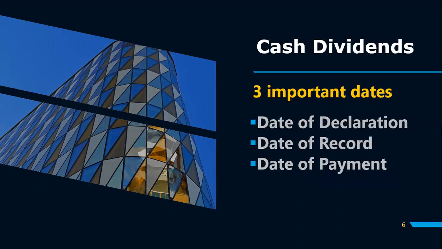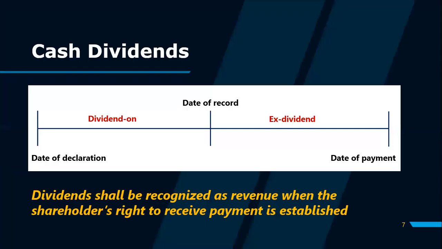Cash dividends. Under cash dividends, we have 3 important dates. We have the date of declaration, which is the date on which the payment of dividends is approved by the board of directors. Next, we have the date of record. This is the date on which the stock and transfer book of the corporation is closed for registration. So only those shareholders registered as of this date are entitled to receive dividends. Date of payment. This is the date on which the dividends declared shall be paid. So we have this timeline.